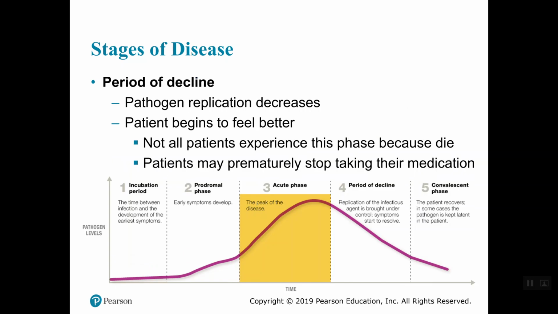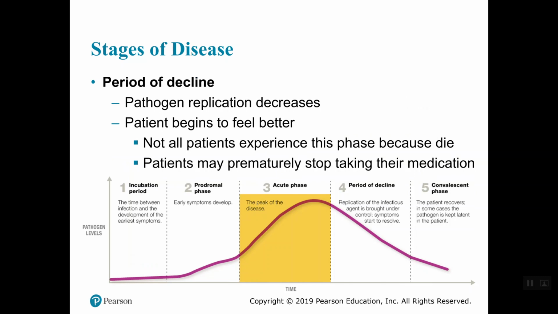Then we start to see, again assuming the immune system's working properly, the pathogen replication decreases. The immune system starts to kick in, starts to limit the growth of that pathogen, and then ultimately starts to kill off that pathogen. You start to feel a little bit better. Maybe you're not quite there. You're like, ugh, I feel like I have a little bit more energy now. I feel like I'm functional. Still got some snot coming out of my nose, but I can still keep on going.